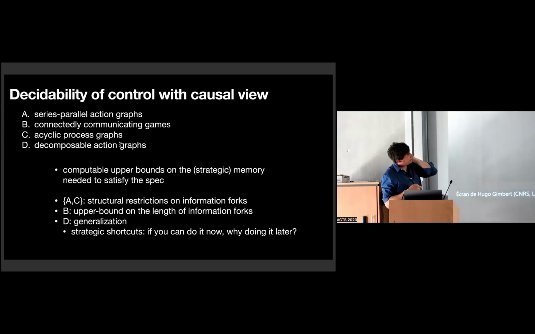Okay, so A and C, the first and the third, put a structural restriction on the information flow in the system. Based on that, you can perform an induction because the restriction is inductive. So you do the same induction on strategies and you extract upper bounds. It's technical. B put an upper bound on the length of information forks, not on their structure, but on their length. D tries to generalize it, but in an unpleasant way, so don't read this paper. But it uses strategic shortcuts.